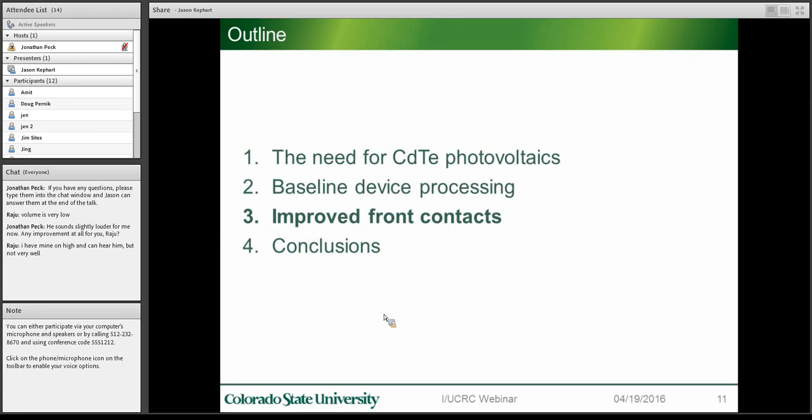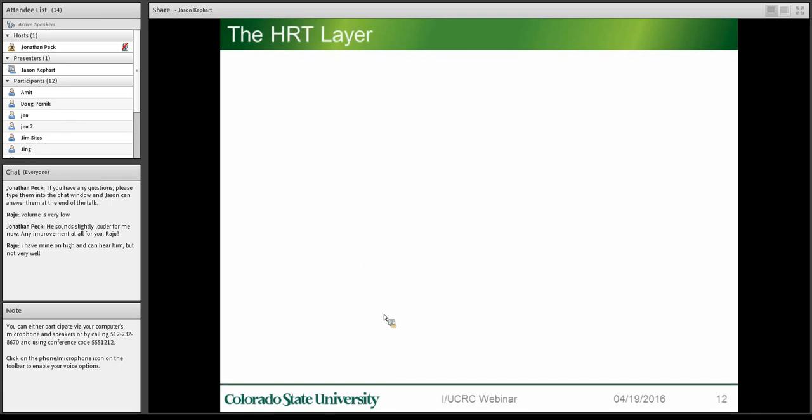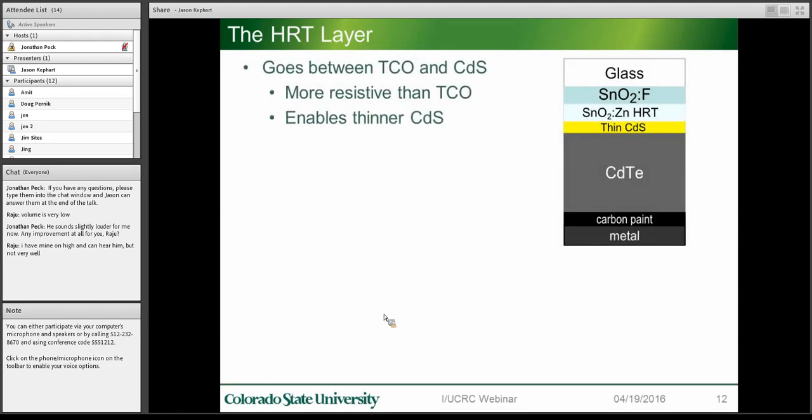Now I'm going to transition into discussing modifications that we've made to our baseline process to improve efficiency. The first method we've done this is by adding a high resistance transparent layer. So here you can see an HRT has been added between the TCO and the cadmium sulfide. This is an oxide, which is more resistive than the TCO, but still quite conductive, and it enables a thinner cadmium sulfide layer.